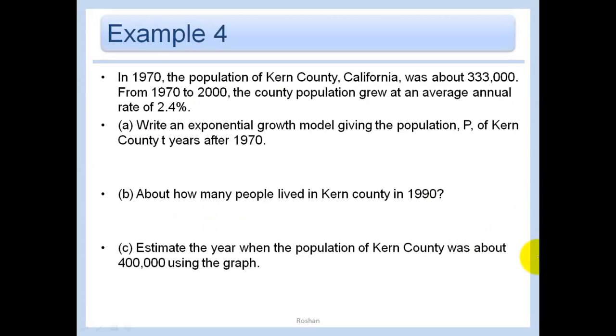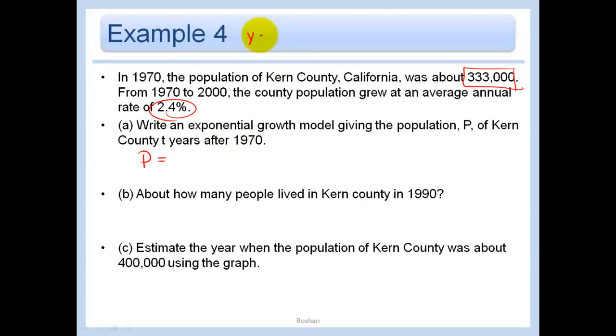Let's go ahead and try a problem. In 1970, the population of Kern County, California was about 333,000. From 1970 to 2000, the county population grew at an average annual rate of 2.4%. Write an exponential model giving the population P of Kern County T years after 1970.